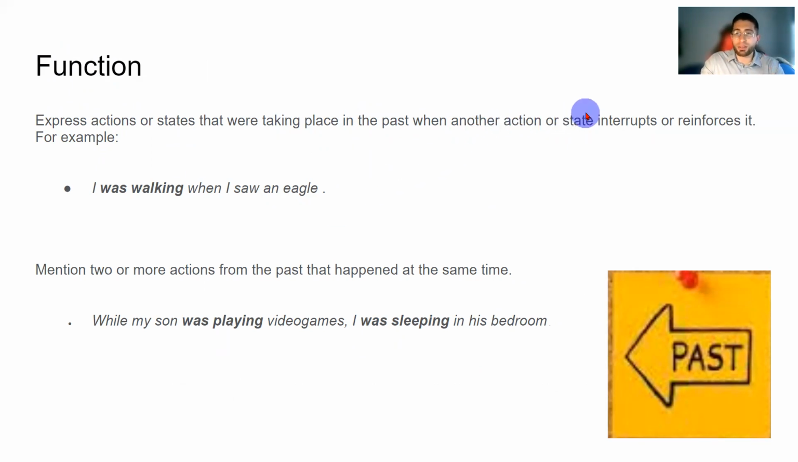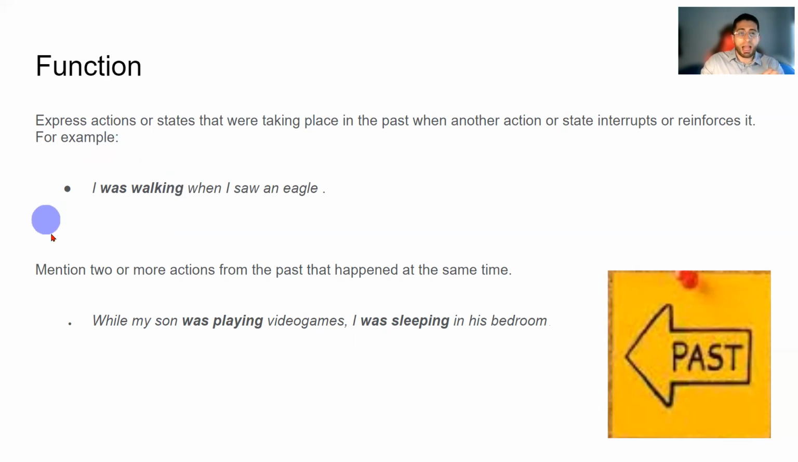When another action or state interrupts or reinforces it, ¿listo? Cuando una acción o estado la interrumpe o la refuerza. La refuerza, ¿cómo así? Let's see, vamos a ver, chicos. Aquí se combinan, most of the cases, la mayoría de los casos, el past simple and the past continuous. ¿Listo? El pasado simple y el pasado continuo.